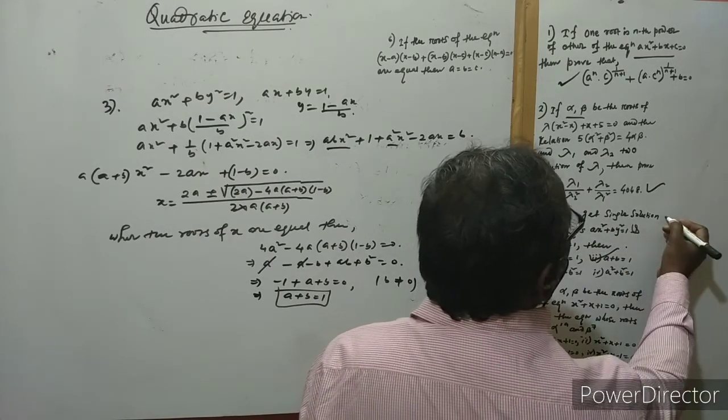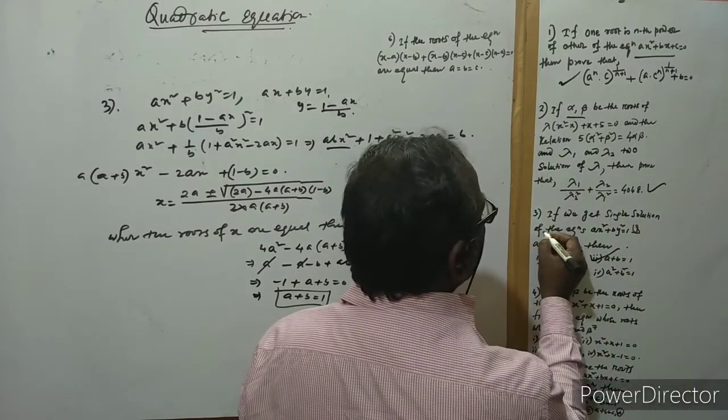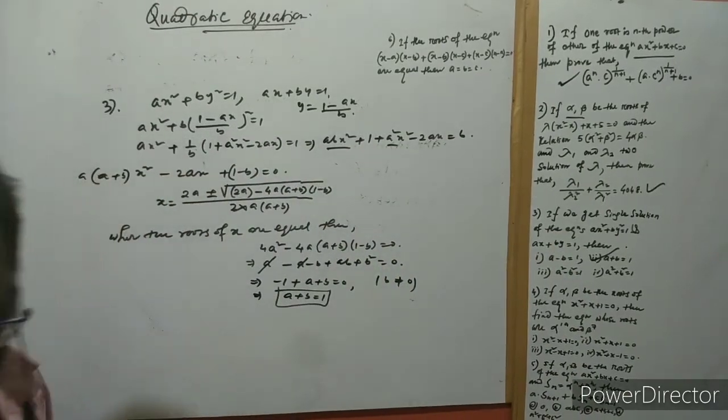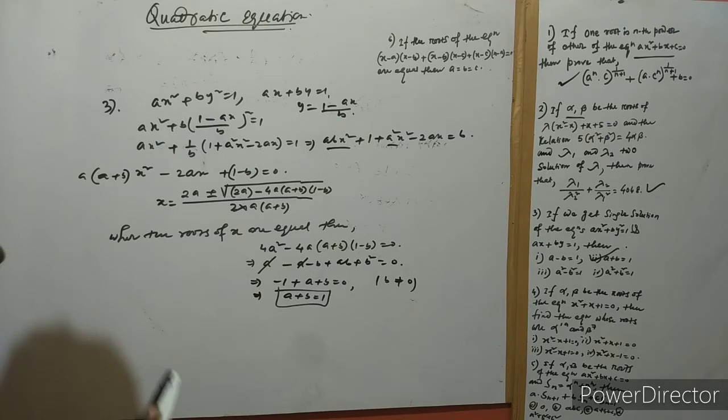Actually, in the question it is given that we get a single solution of x to the equation. Actually, this was the given. Now see question number 4 here.